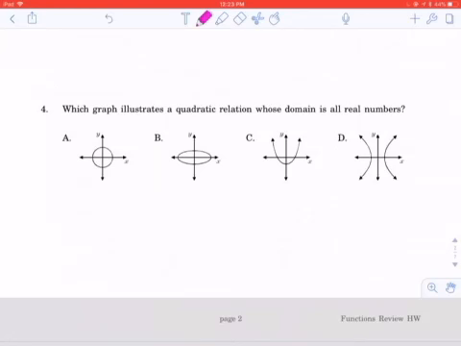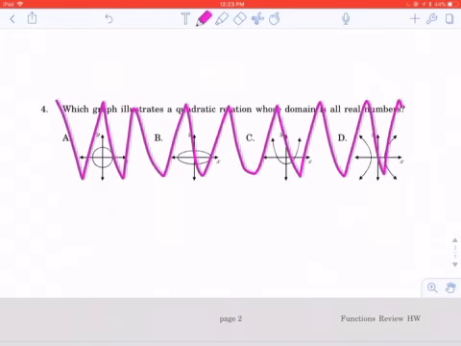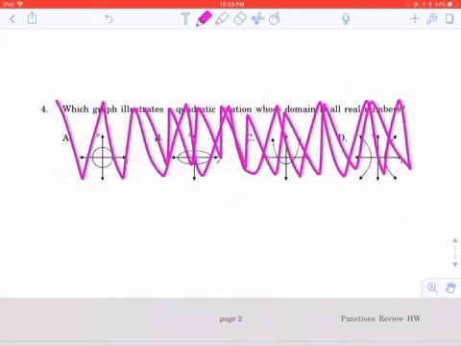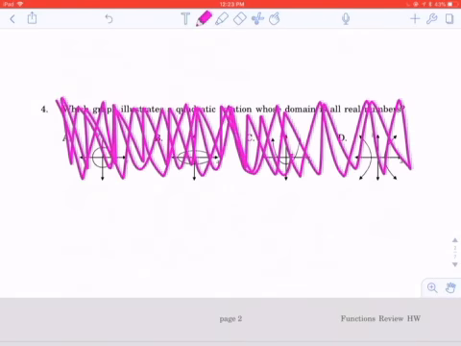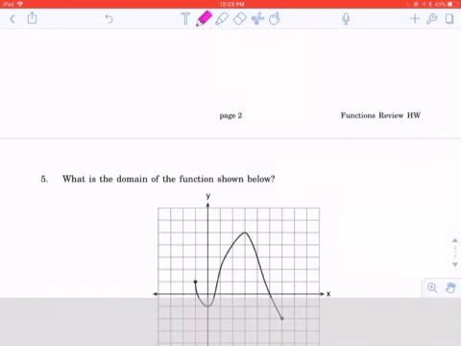Number 4, which graph illustrates a quadratic relation whose domain is all real numbers? So first of all, all real numbers, we haven't even talked about this yet. I'm sorry. I'm going to get rid of this problem and cross it out, so don't even worry about it. Sorry for everybody that didn't watch the screencast. I'll probably put a note on Classroom that you can skip number 4. All right, sorry about that.